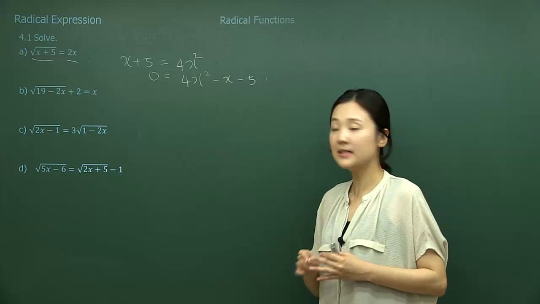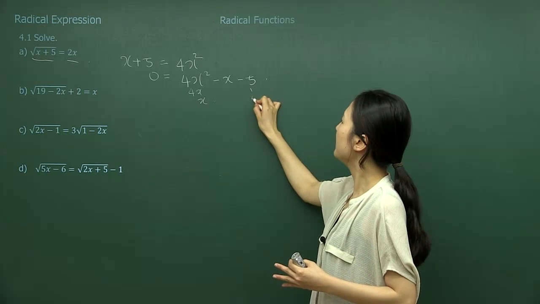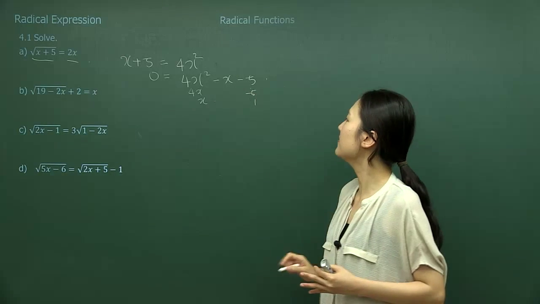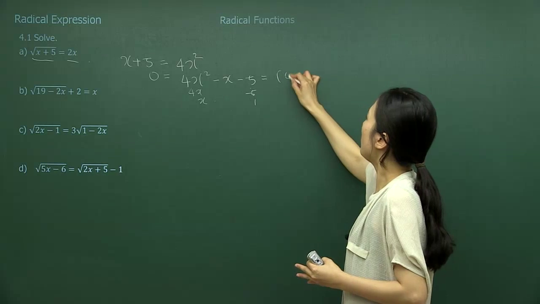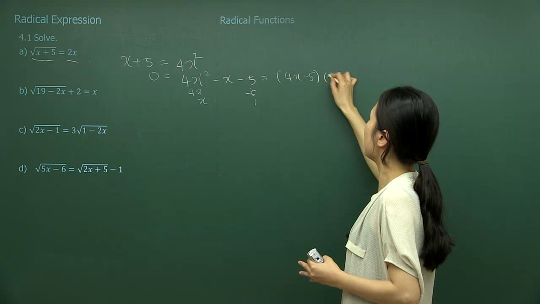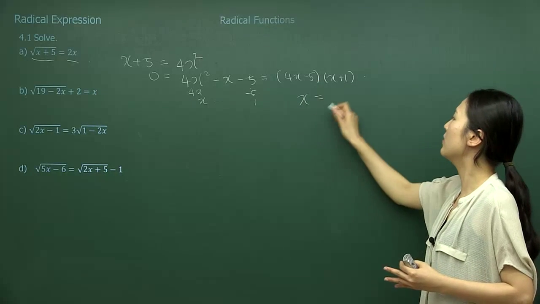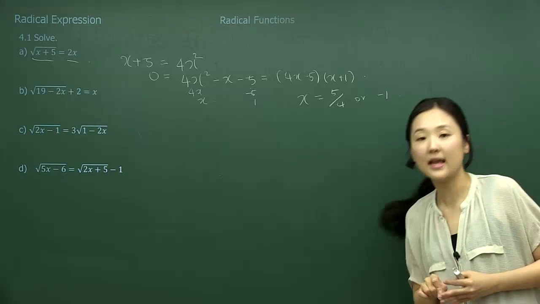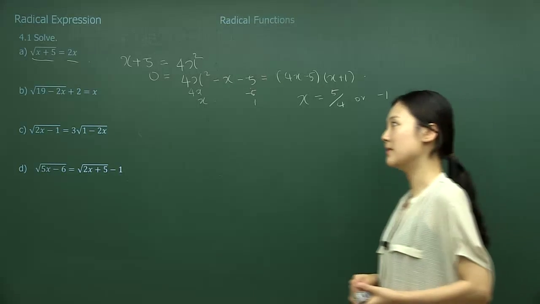Can we factorize this? Shall we try? And then, 1 and 5. Perfect. The other way, 5 and 1, negative 5x and positive 4x. That will be 4x minus 5 and x plus 1. So technically, your x then will be equal to 5 over 4, or x will equal negative 1. So that's how you solve it. Isn't that simple? Well, it is simple.